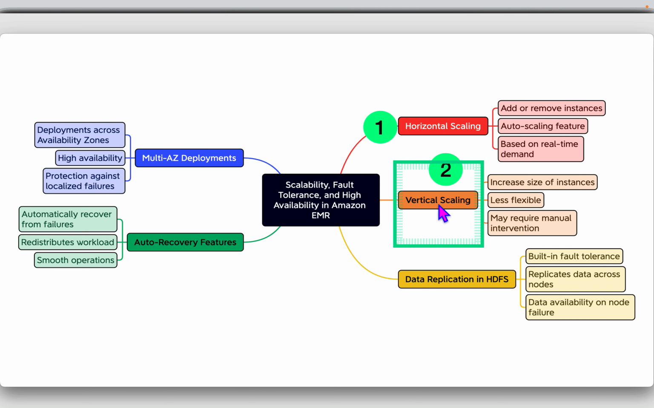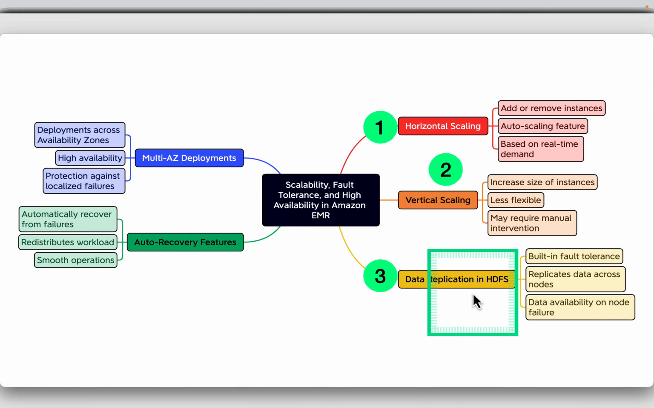Vertical scaling. Vertical scaling involves increasing the size of individual instances to provide more computing power. However, this approach is generally less flexible than horizontal scaling and might require manual intervention. Data replication in HDFS. EMR's native HDFS has built-in fault tolerance by replicating data across multiple nodes. This ensures data availability even if a node or several nodes fail.